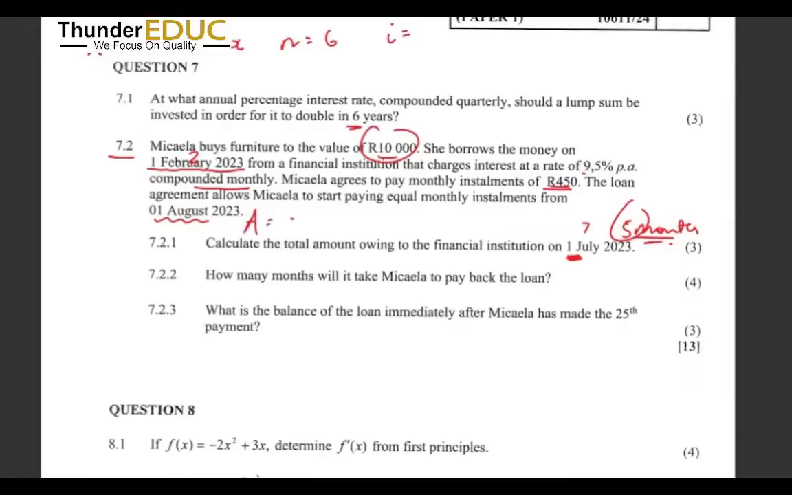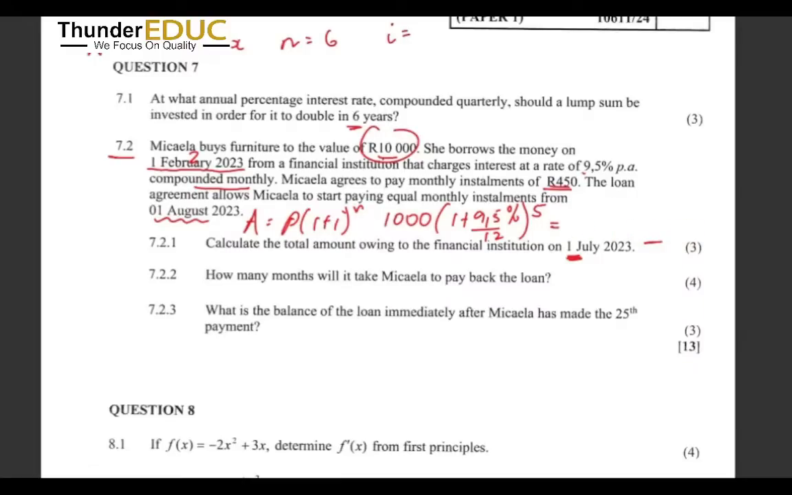So you're going to say A is equal to P into 1 plus I to the exponent of N. So that's going to be 10,000 into 1 plus, the interest rate is 9.5% over 12, to the exponent of, we're just going to use 5 since it's already in months. Okay, we don't multiply since it's not in years.